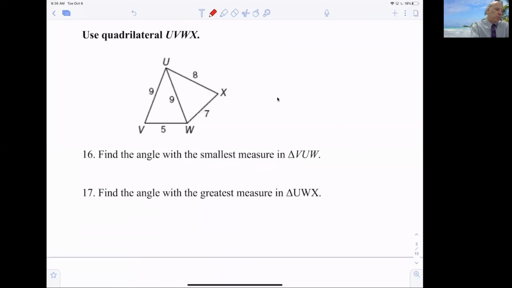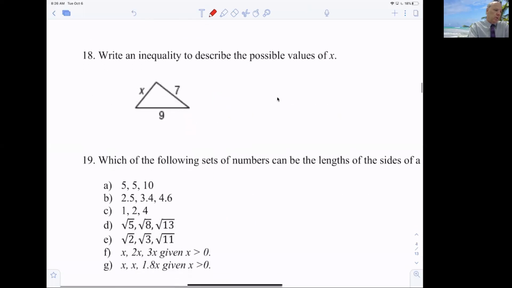Find the angle with the smallest measure in, say it again, angle W? Well, because we're looking at just VUW, we could just say angle U, but I can understand if you want to say VUW also. The greatest angle in UWX. Yeah, definitely angle X. All right, here we go.